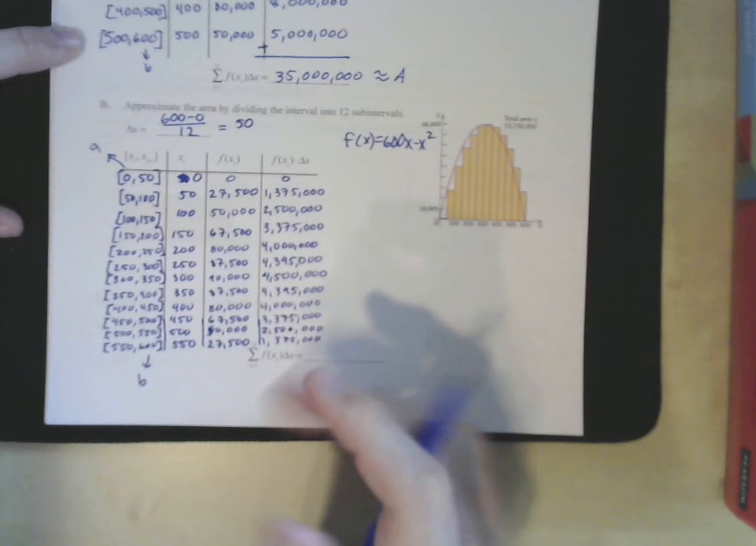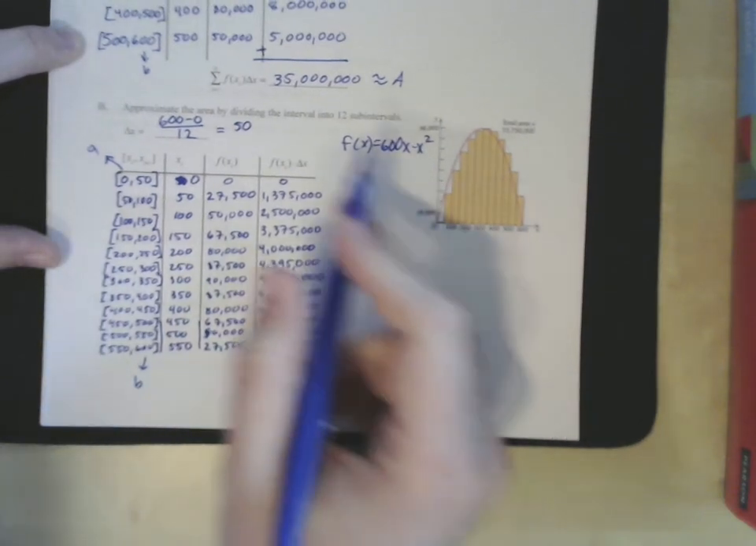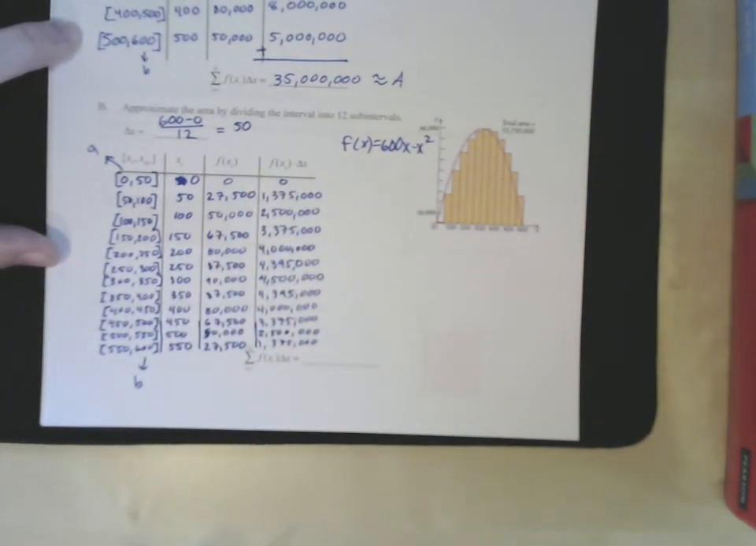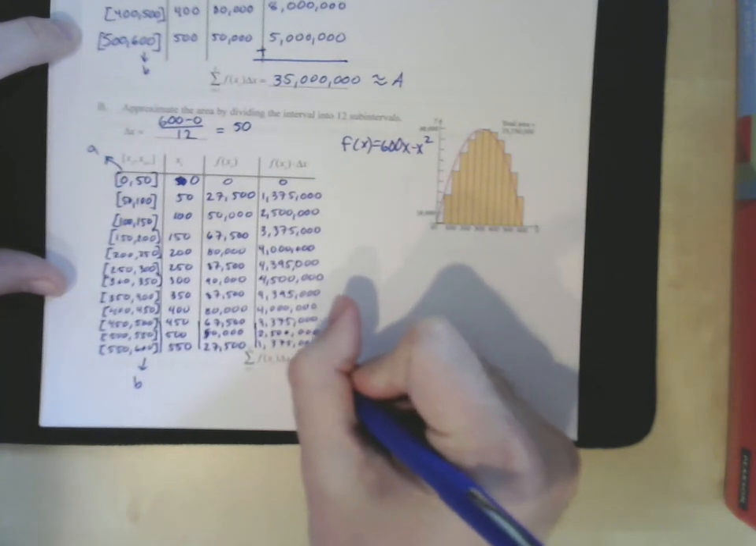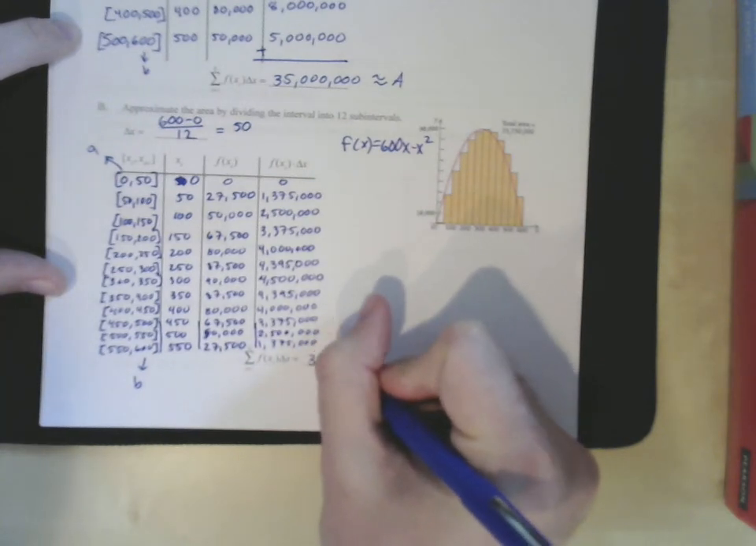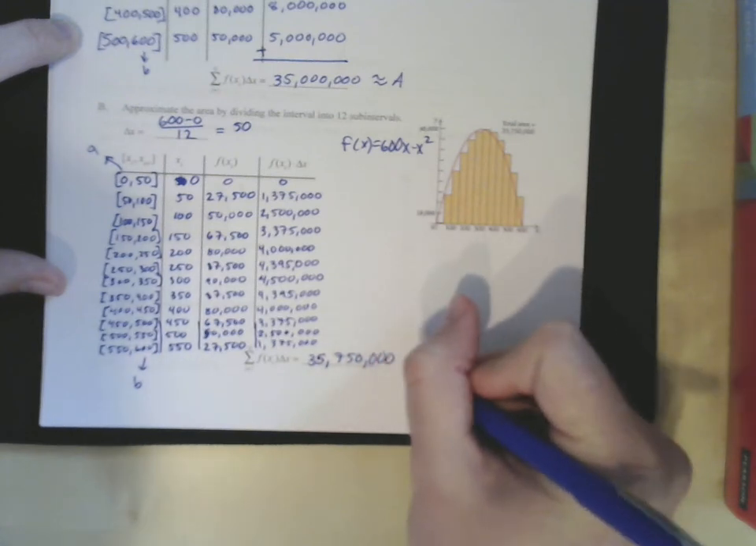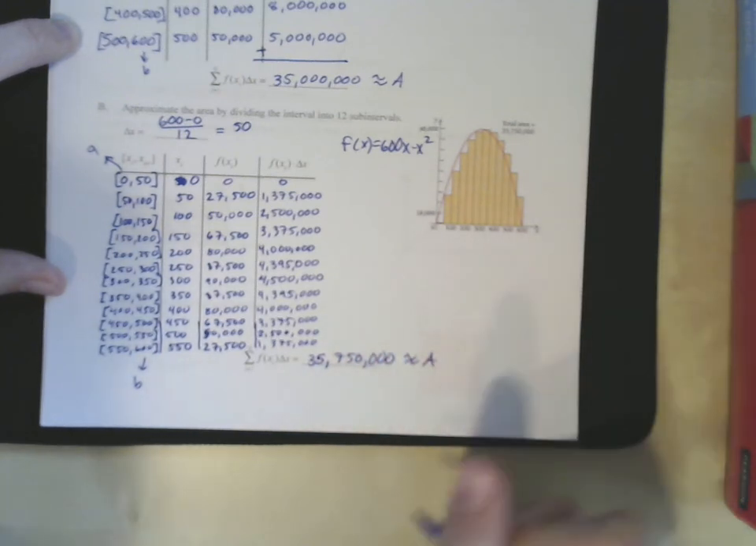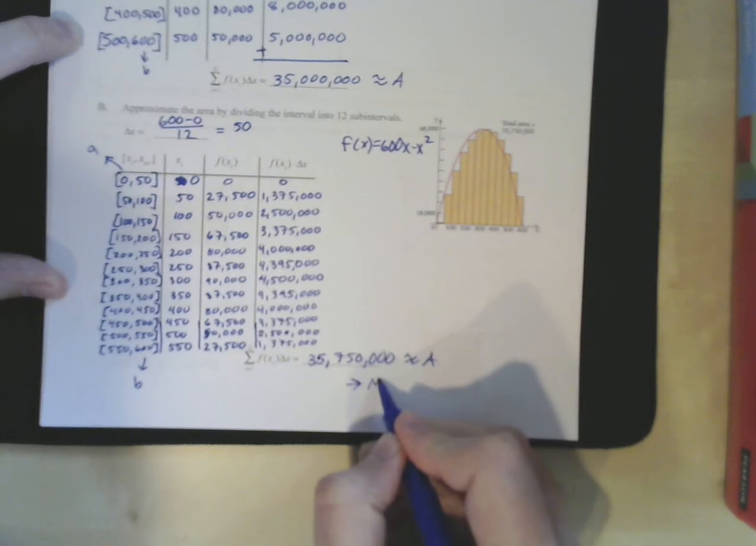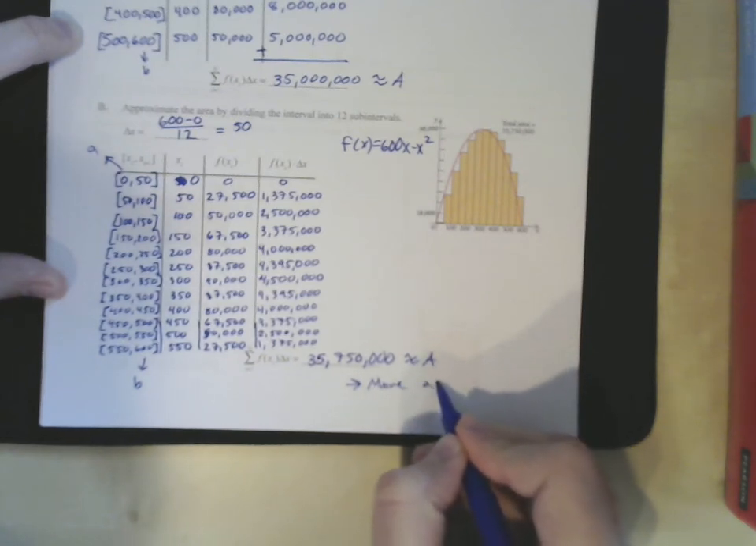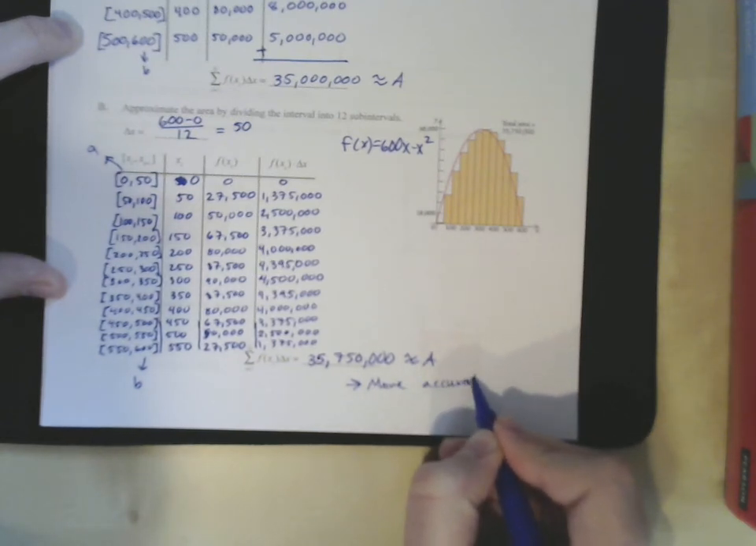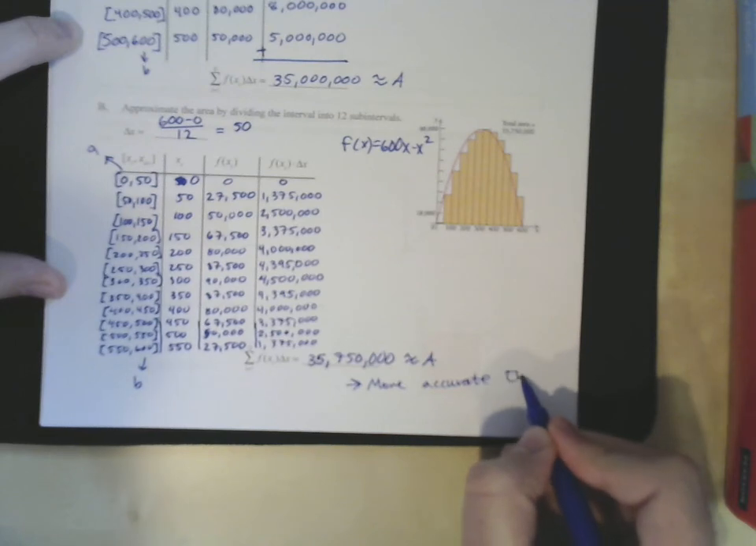And then again, it's just one big addition problem. You just add all these up, obviously in a calculator, big numbers. And we get 35,750,000 as our approximate area. And this is going to be more accurate than part A.